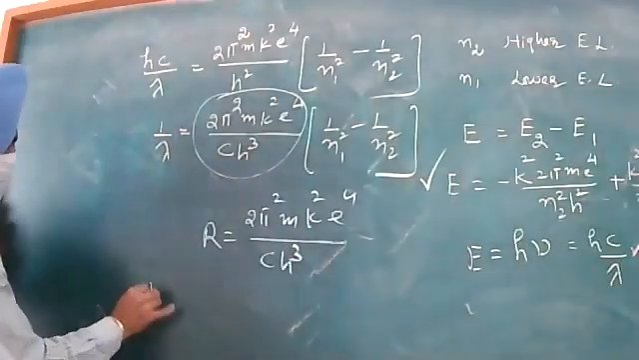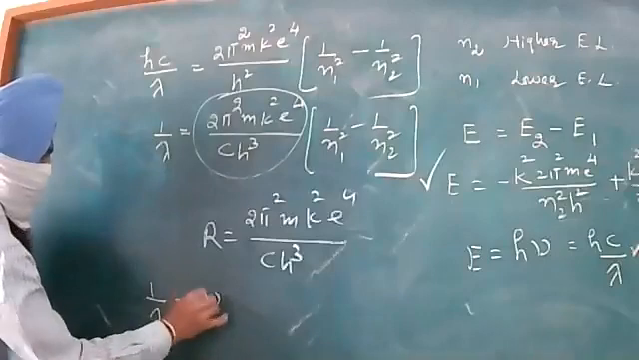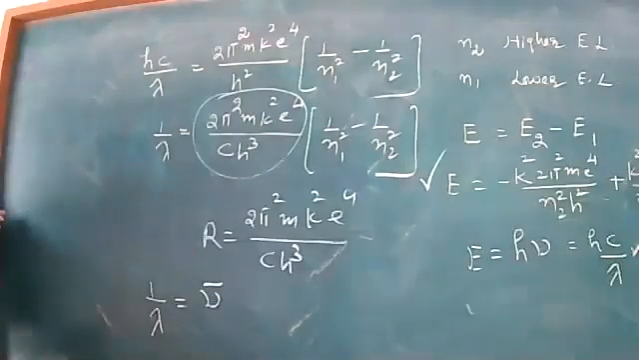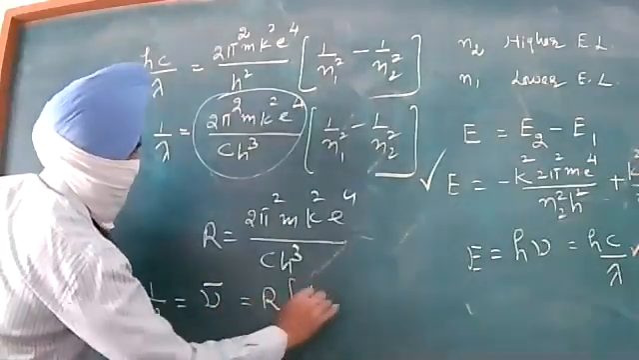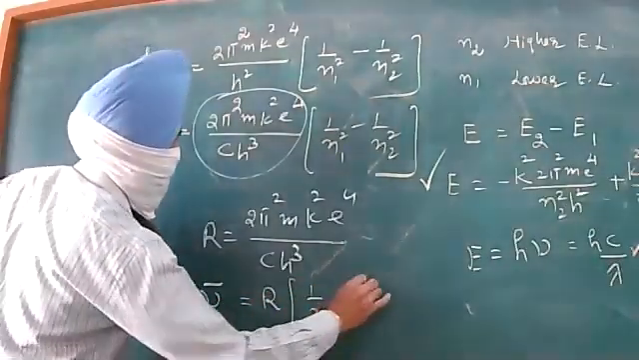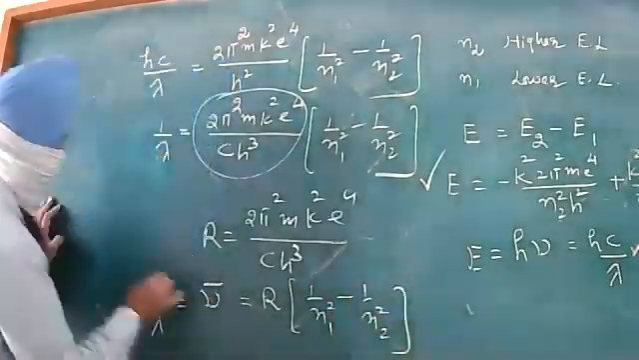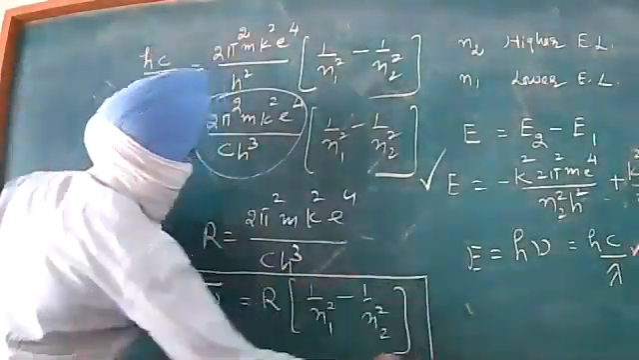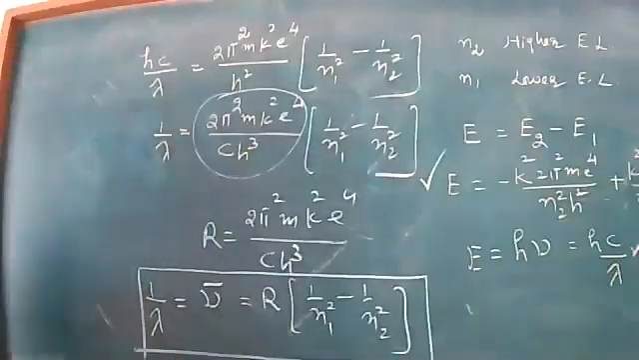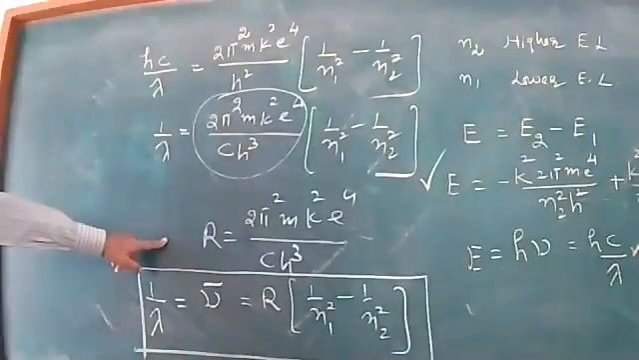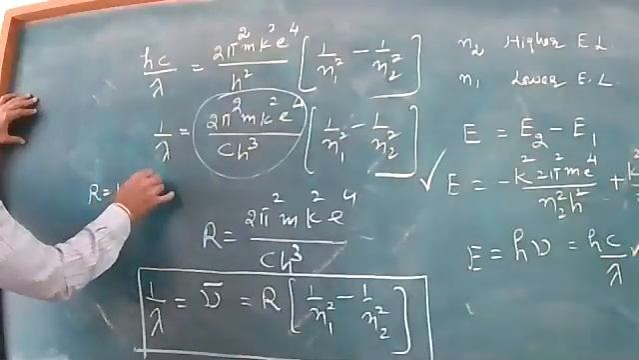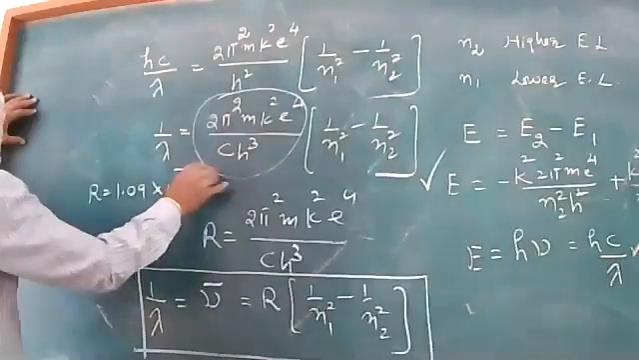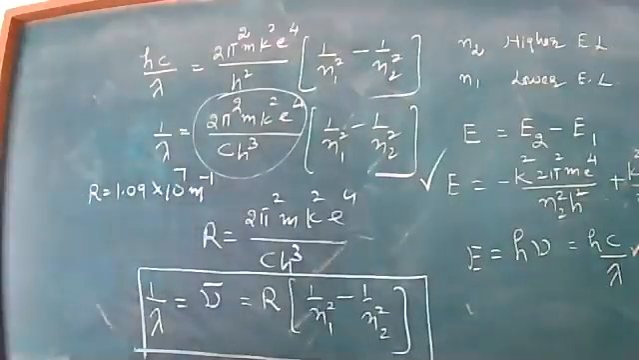So dear students, I will have 1 by lambda, or I can write it as nu bar also. It is equally probable. And this is R into 1 by n1 square minus 1 by n2 square beta. So beta, we get this expression in this manner, and R numerical value must be remembered by all. This is equal to 1.09 times 10 raised to power 7 meter inverse. So this is how we go with this beta.